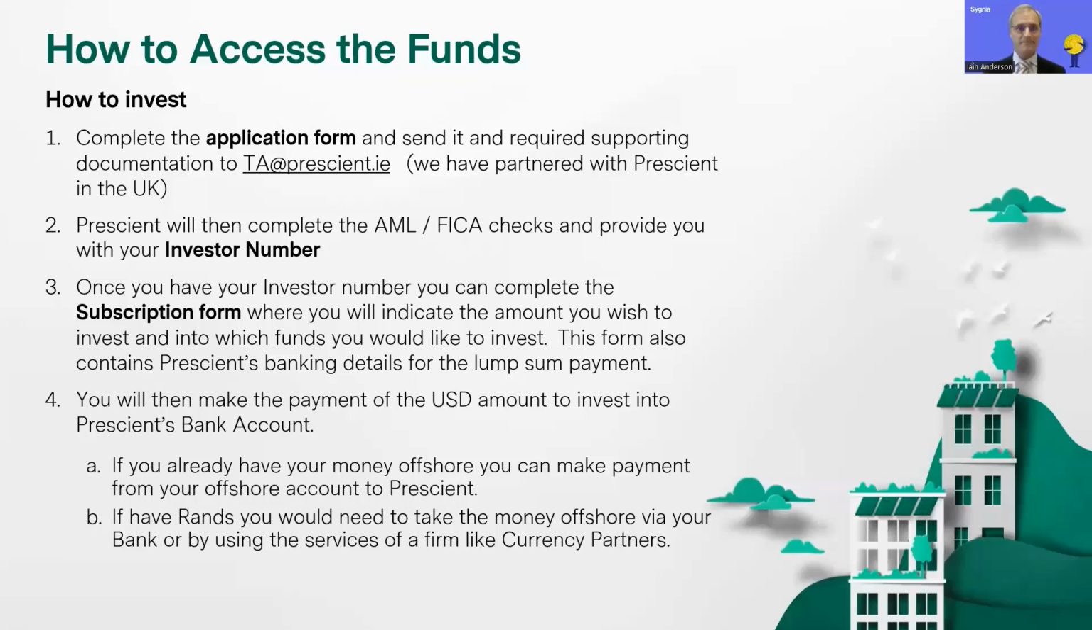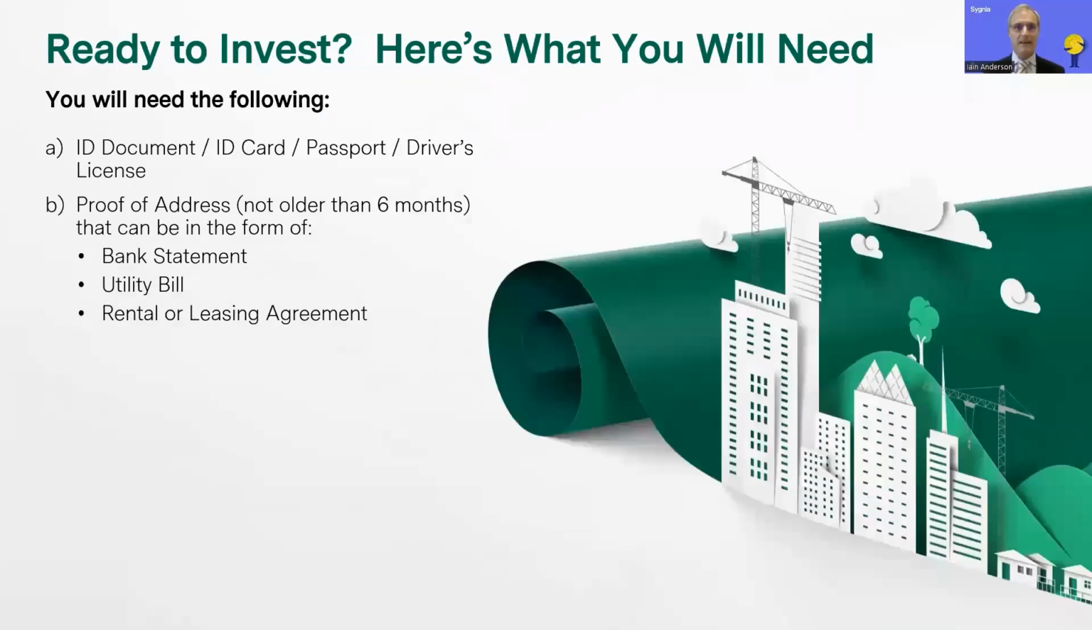So the final thing is the documentation that you will need for the FICA and the AML checks with Prescient. You will need your ID document or your ID card or your driver's license or your passport. And importantly, you will need a proof of address, not more than 6 months old. And that can be in the form of a bank statement, a utility bill, or a rental or a lease agreement. And again, I know that's a bit onerous and we apologize for that, but once the process is done and Prescient know who you are, you'll be then free to invest into our funds.